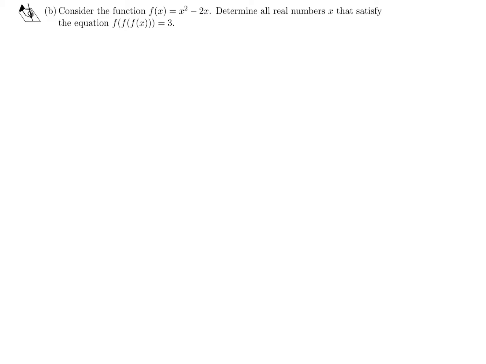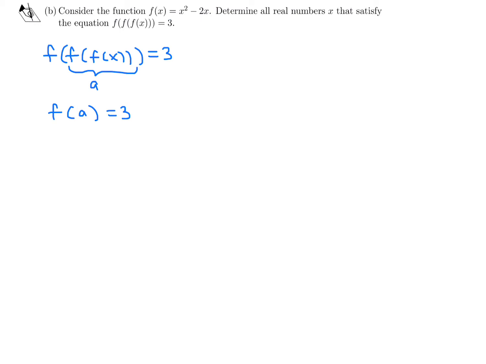Consider the function f of x is equal to x squared minus 2x. Determine all real numbers x that satisfy f of f of x is equal to 3. Okay, so there's a long way that leads to nowhere, and then there's the shortcut, and of course I'm going to show you the shortcut. So this guy in here, I'm just going to call a. So that just leaves me with f of a is equal to 3.